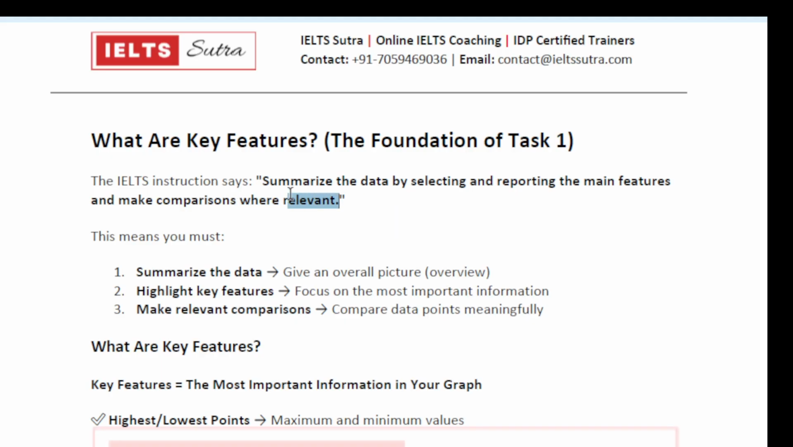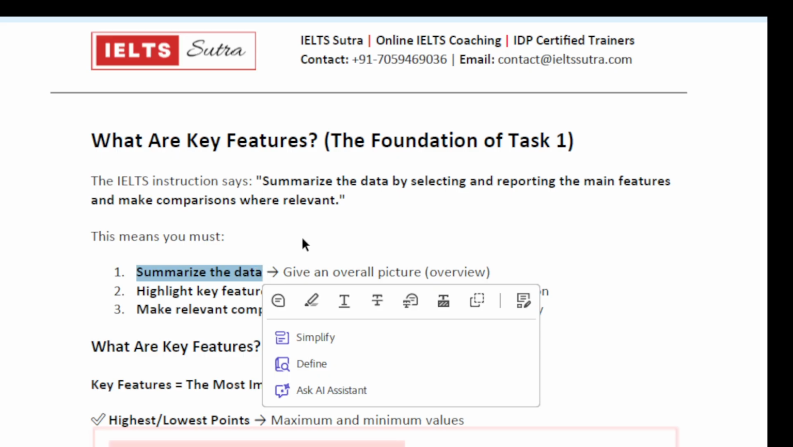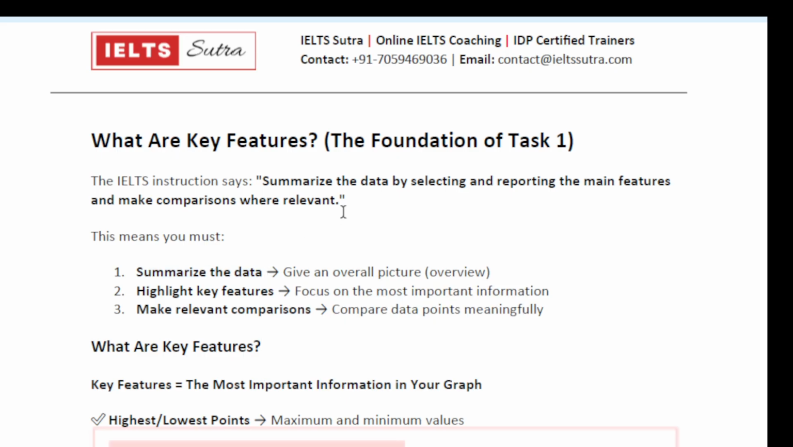If you look closely at this key instruction that you will find in every writing task 1, you will see that in this particular instruction we are supposed to focus on three main elements of the report. The first thing is that we have to summarize the data. Now summarization and elaboration are two different aspects, two opposite aspects. In case of elaboration, you are supposed to discuss something in detail as you do in your writing task 2. However, if we talk about task 1, then instead of elaborating something, you are supposed to summarize it.